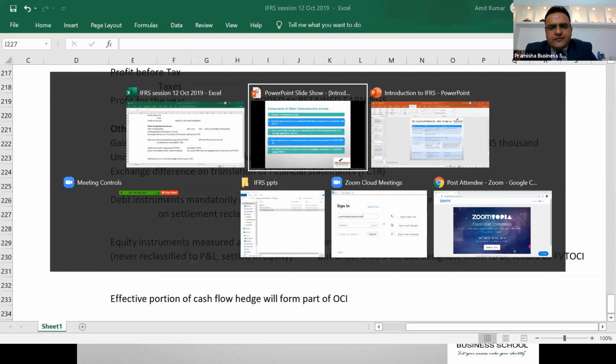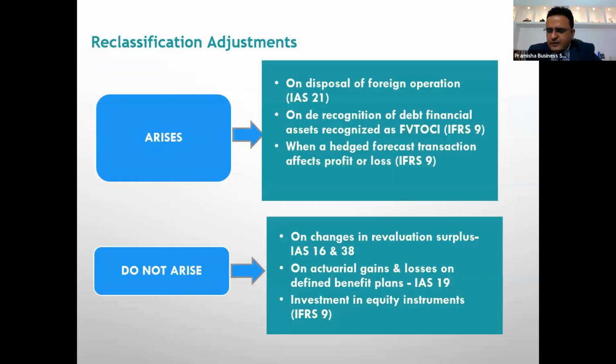So there are some items which can be reclassified to P&L. Reclassification adjustment can arise on disposal of a foreign operation, on de-recognition of debt financial instrument, and hedge forecast settled. Hedge accounting done. If it is settled, then in these three cases we can do reclassification. But these are the cases where there can never be reclassification. That is, investment in equity instruments which are designated at fair value through OCI, actuarial gains and losses and revaluation surplus can never be reclassified to P&L.